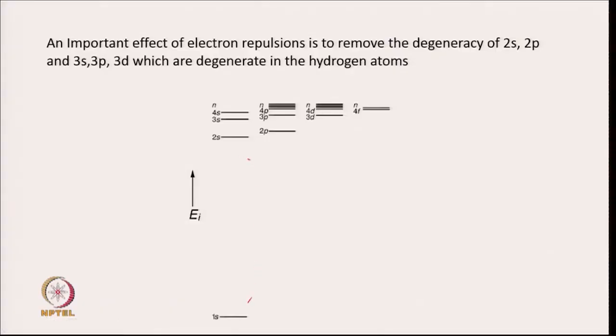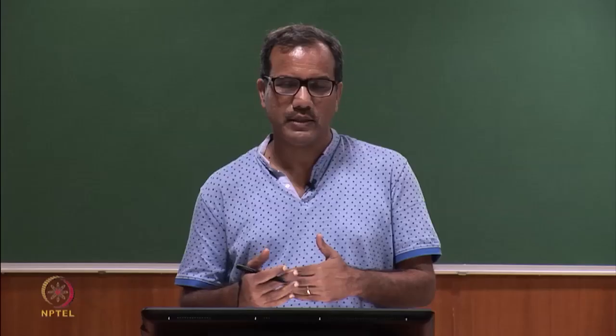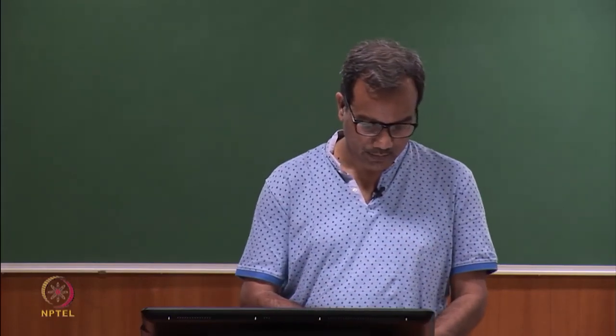If you see here 1s, 2s, 3s, now 2s and 2p have different energy, and 3s, 3p and 3d have different energy. So here your energy is not only dependent on n, but it is also dependent on the l value, and that is the effect of electronic repulsion.